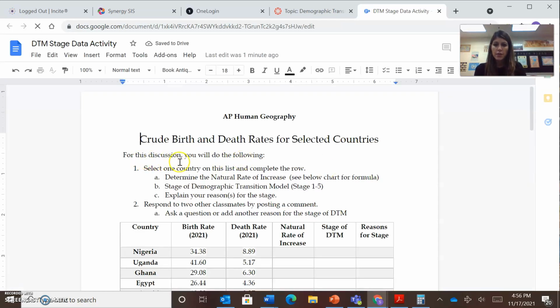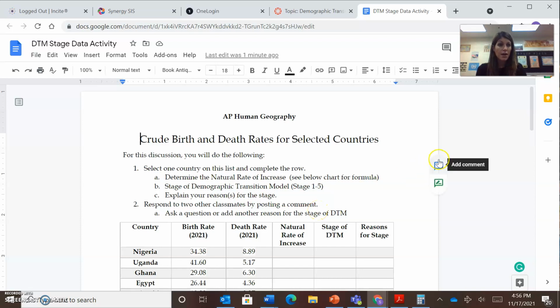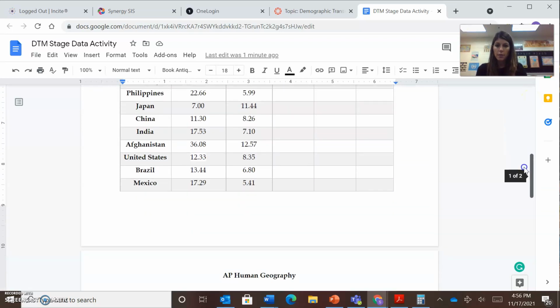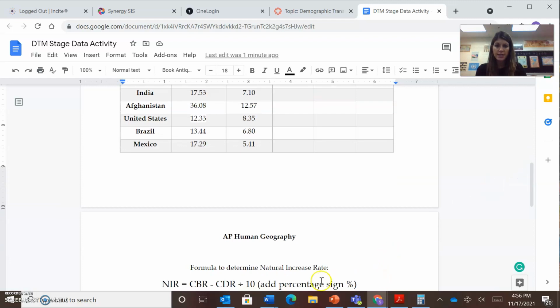So again, for this discussion, for the initial post, you're going to complete the natural increase rate, the stage of demographic transition, and then the reason for that stage. And then you're going to respond to 2 classmates by either asking them a question or providing another reason. So I'm going to use the United States. The formula, if you can't remember, is down here. You'll take the crude birth rate, subtract the crude death rate, divide it by 10, and then add a percentage sign.